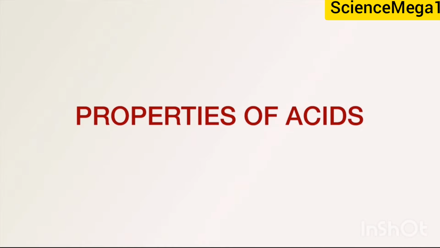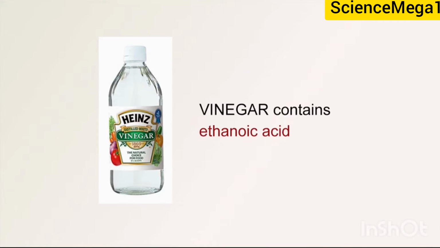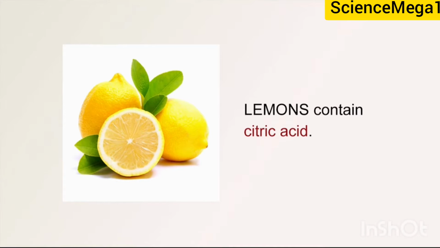Let's start with properties of acids. Acids have several distinct properties. First of all, acids have a sour or tart taste. Vinegar contains ethanoic acid, and lemons contain citric acid, and hence they taste sour. Never taste any unknown chemical to identify it, especially in the lab.